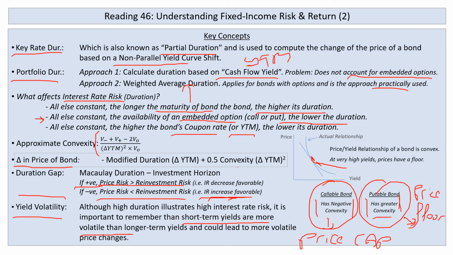So okay everyone, this is all we have for understanding fixed income risk and return, reading number 46. Again, we can't really explain more than that because explanations are there only to understand the material. Please, let's start with practice to really grasp the applied concepts over here. Okay, so I'll see you in the practice lectures.